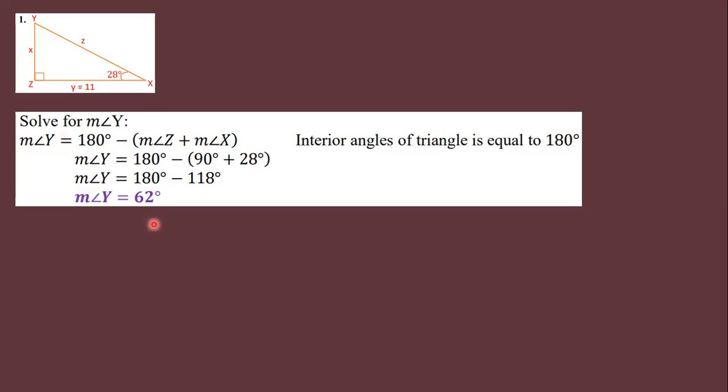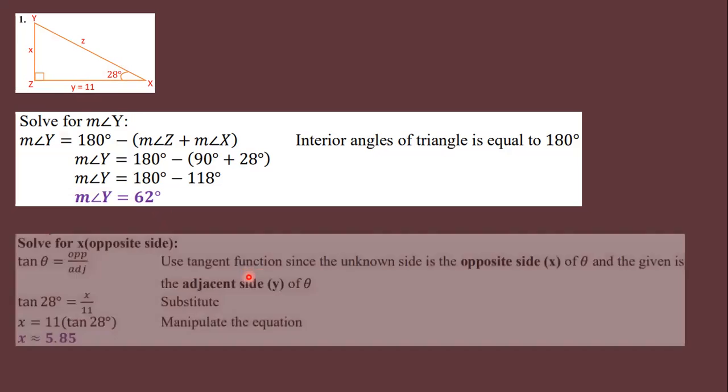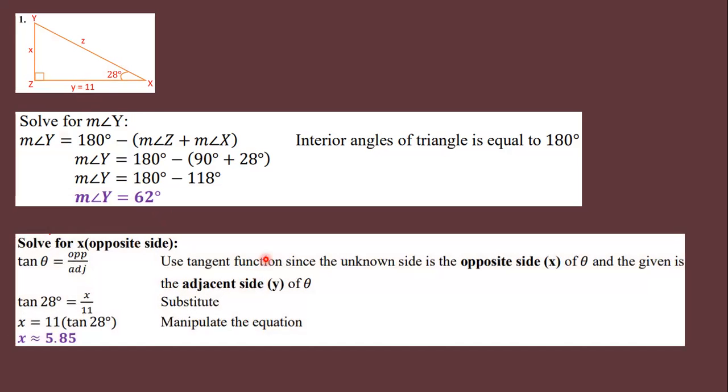How about the side? As you can see here, we have a certain theta and we have the adjacent side as the given, right? Therefore, we are going to use tangent. To solve for x, the opposite side, we use the tangent function since the unknown side is the opposite side, x of theta, and the given is the adjacent side, y of theta.